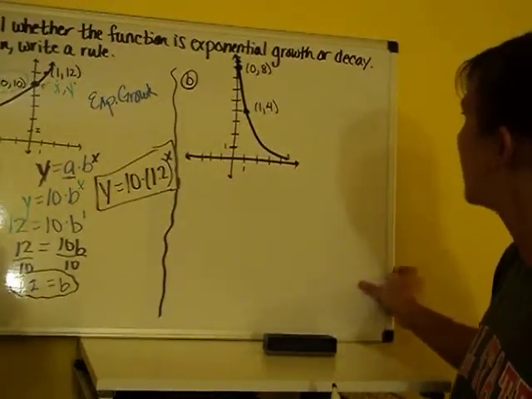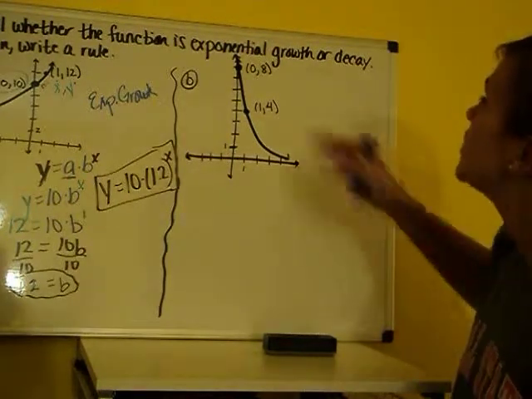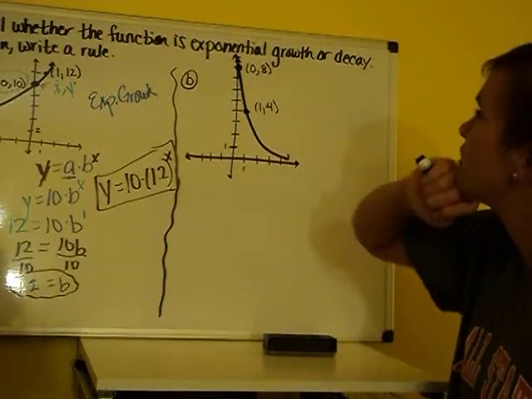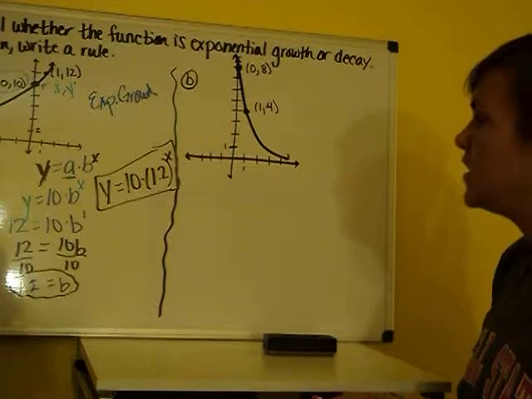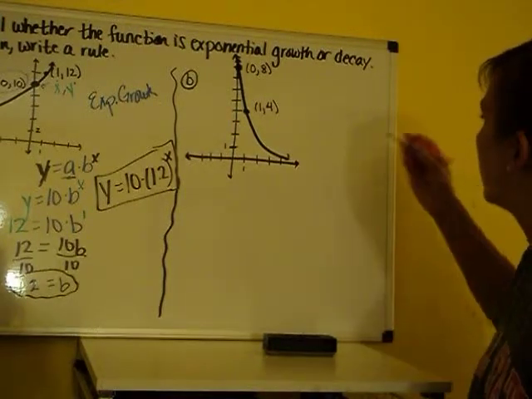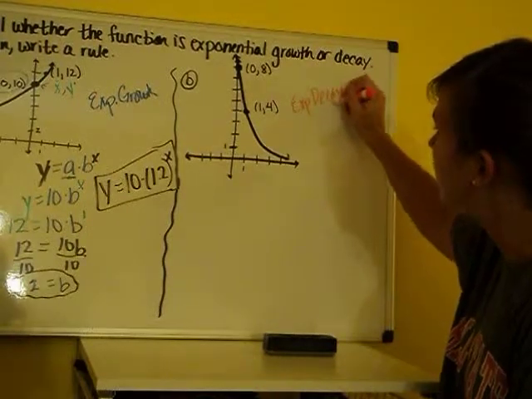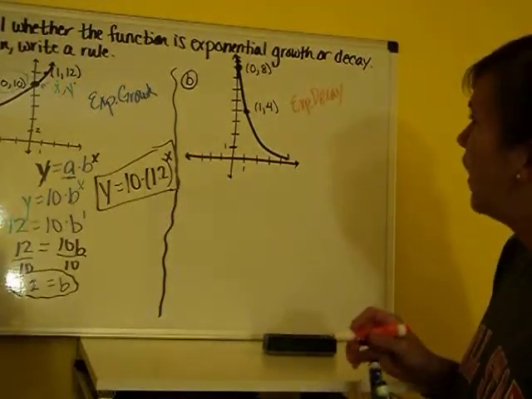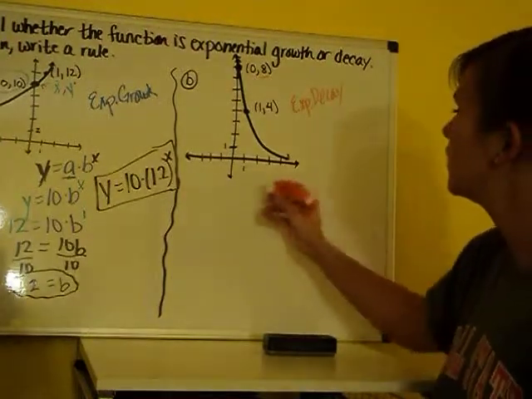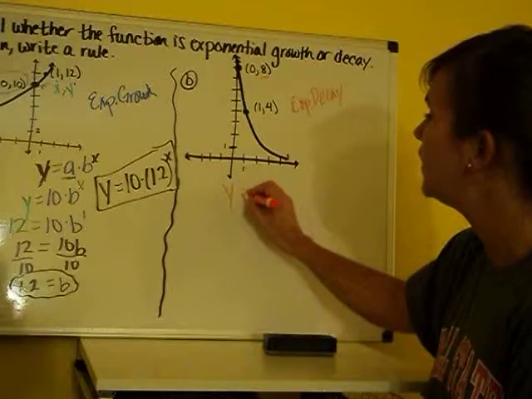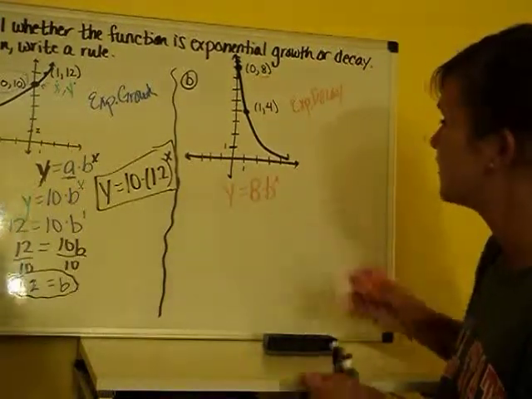And last but not least, we are going to do this example. Reading from left to right, if I decide whether it's growth or decay, it is going down. So this is going to be exponential decay. My y-intercept is going to be 8. So right now I have y equals 8 times b to the x.